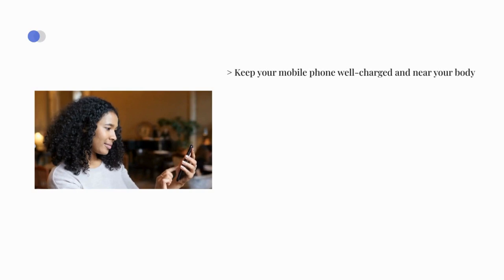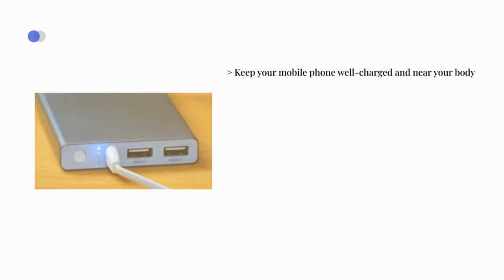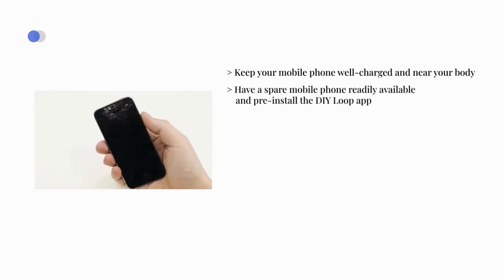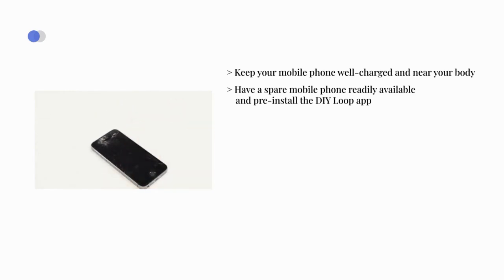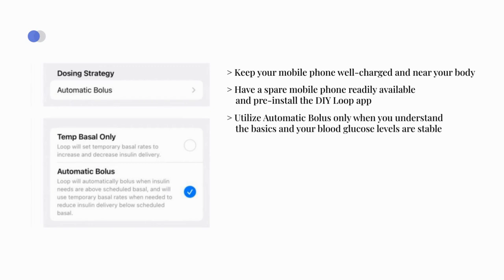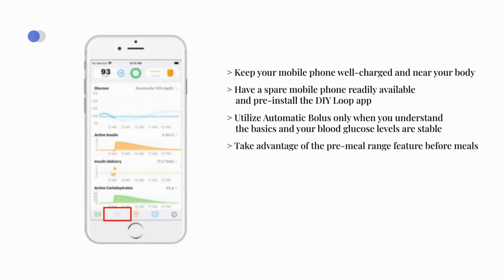Here are some additional education points specific to using DIY Loop. Keep the mobile phone containing the DIY Loop app well charged and near your body for optimal communication between devices. Carrying a portable battery pack is advisable. Have a spare mobile phone readily available for emergencies or as a backup device and pre-install the DIY Loop app. Utilize advanced settings like automatic bolus only when you have a good grasp of the basics and your blood glucose levels are stable. Take advantage of the pre-meal range feature before meals.